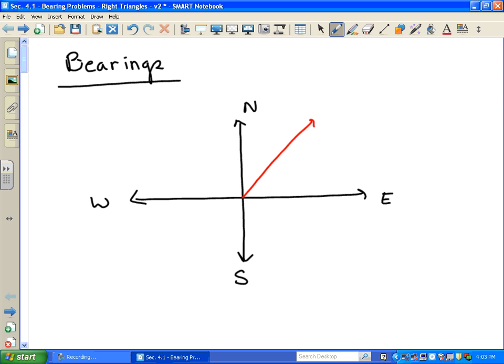Now, the way that you measure a bearing is different than the way you measure a standard angle in standard position. In other words, let's say that the measure from the north to the terminal side is 32 degrees. And so the way that you would measure this particular bearing is you would say from the north line, I go 32 degrees towards the east line.